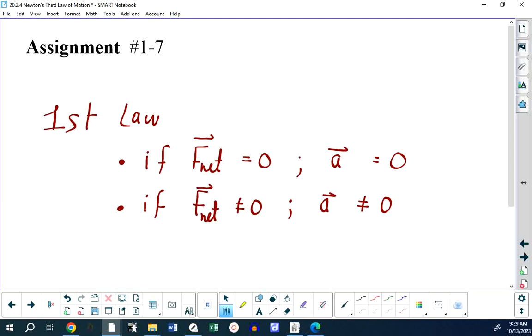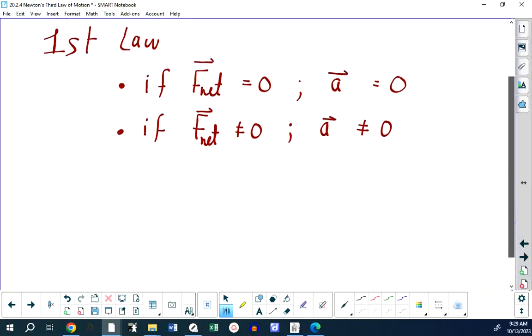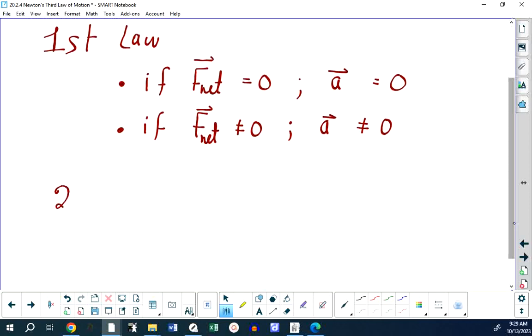What does the second law say? Well, the second law quantifies this. It gives a formula to this idea that the net force is related to the acceleration. It says that the net force acting on a single object is the product of the mass and the acceleration of the object. That's what the second law says, really. And that's kind of a summary up to but not including yesterday.